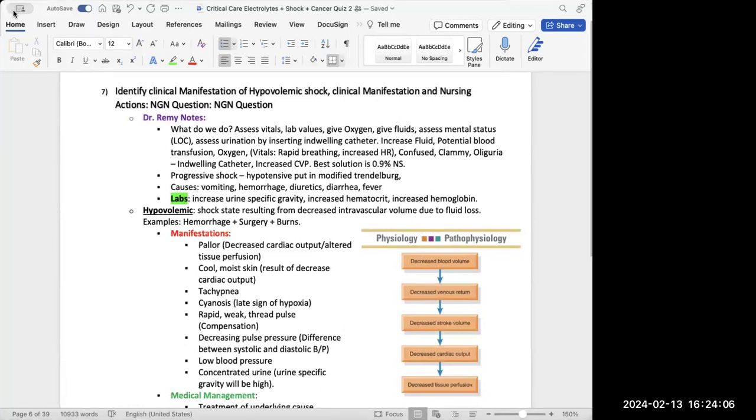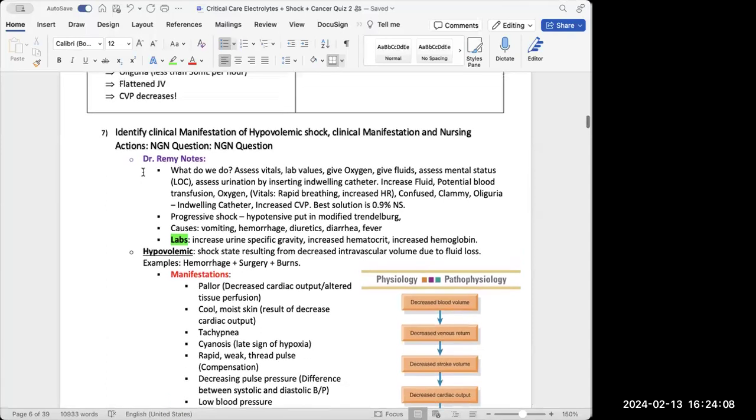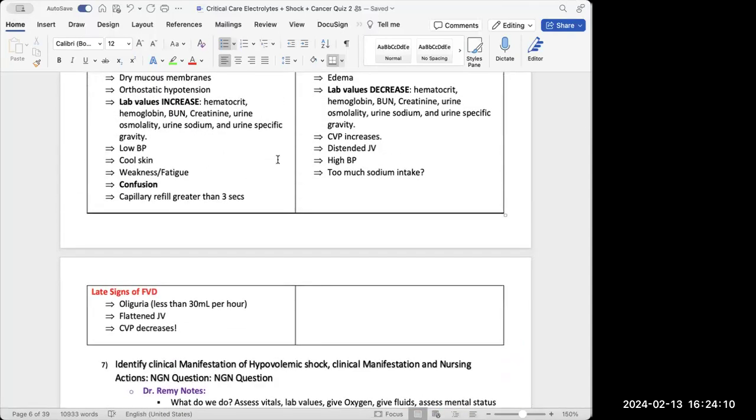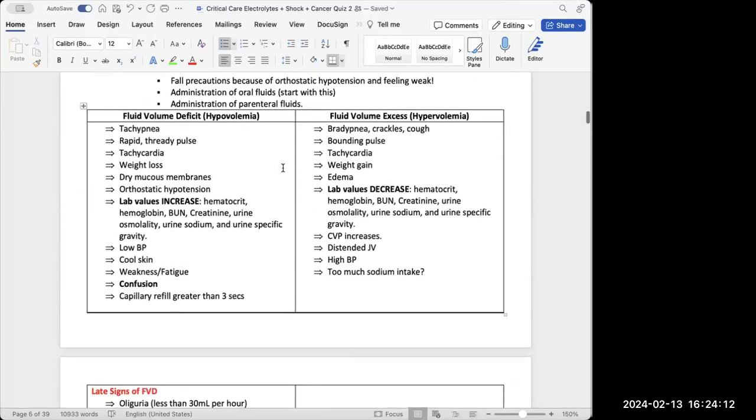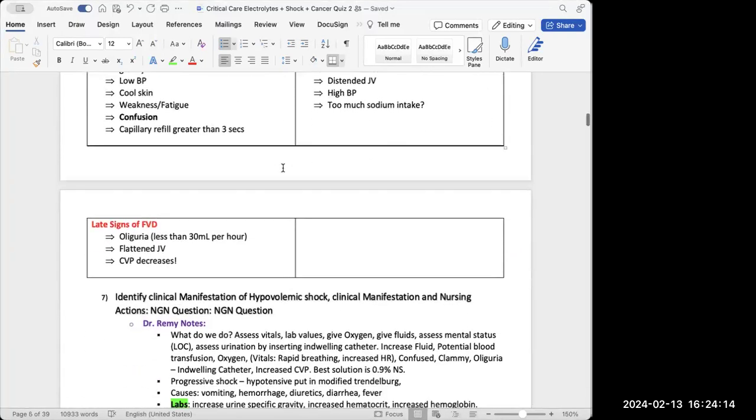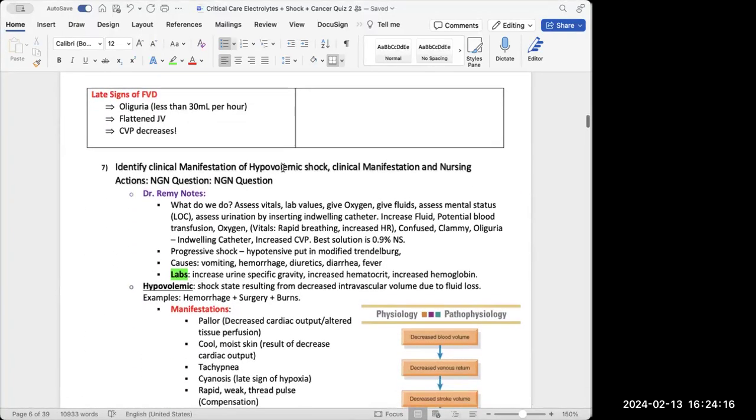No. Could you just repeat the late signs again? Just go down the late signs of fluid volume deficit. I just wanted to see them. Oh, okay, yeah. Those are the three signs. They're on the slides too for fluid volume deficit. She put them on the bottom somewhere. I just wanted to mention that.